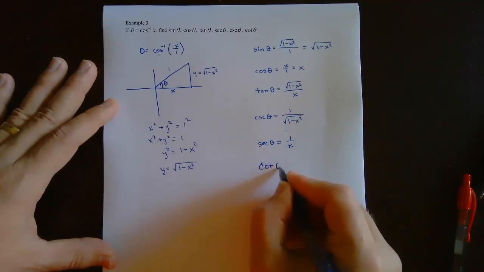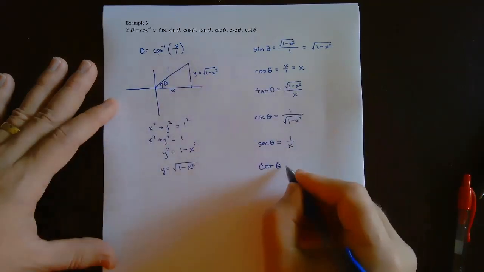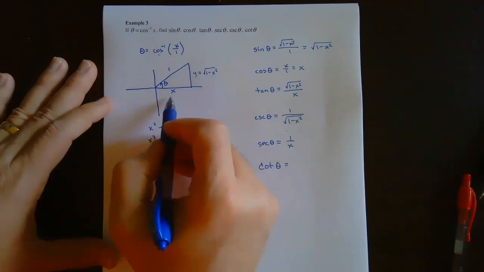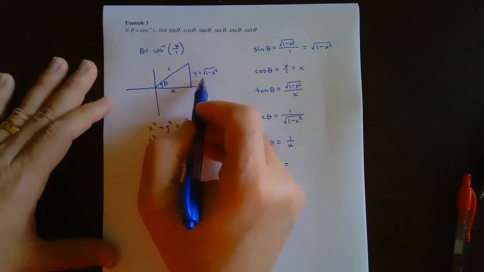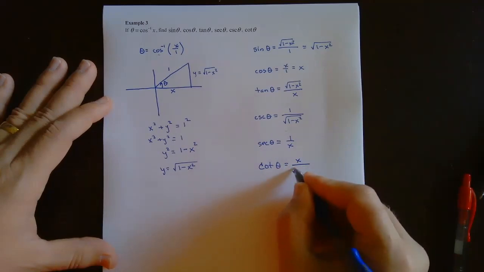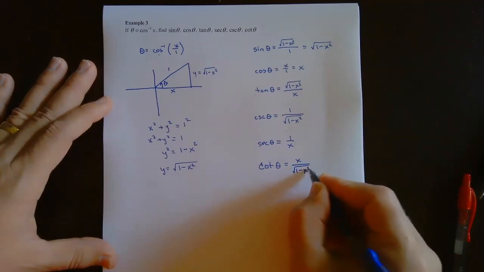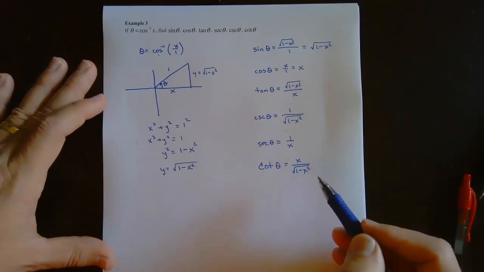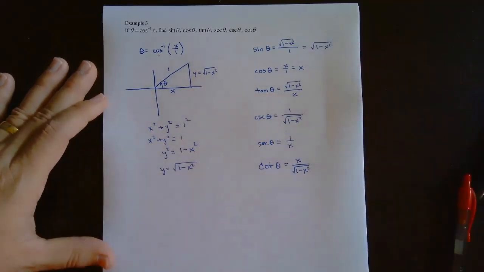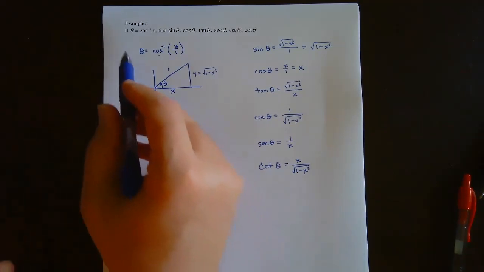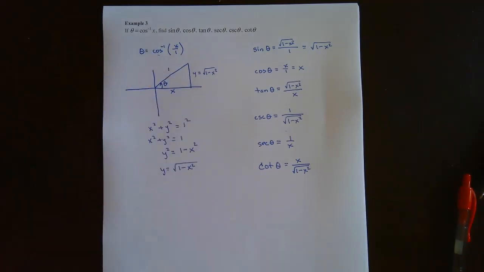Cotangent theta, right? Because I asked you for all 6 of them. Cotangent theta is the reciprocal of tan. Well, tan is y over x. So this one's going to be x over y, right? So it's going to be x over the square root of 1 minus x squared. And once again, if this square root is not a number, it's an algebraic expression, just leave it. You don't have to simplify it. And that's the 6 trig functions based on theta equaling cosine inverse of x.